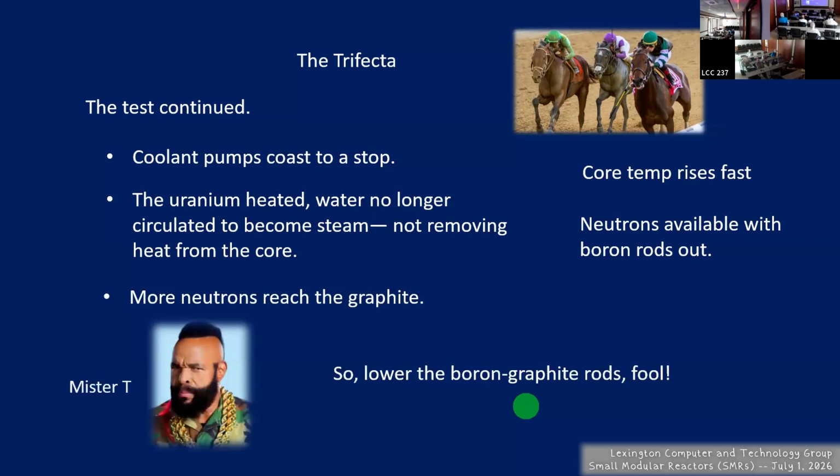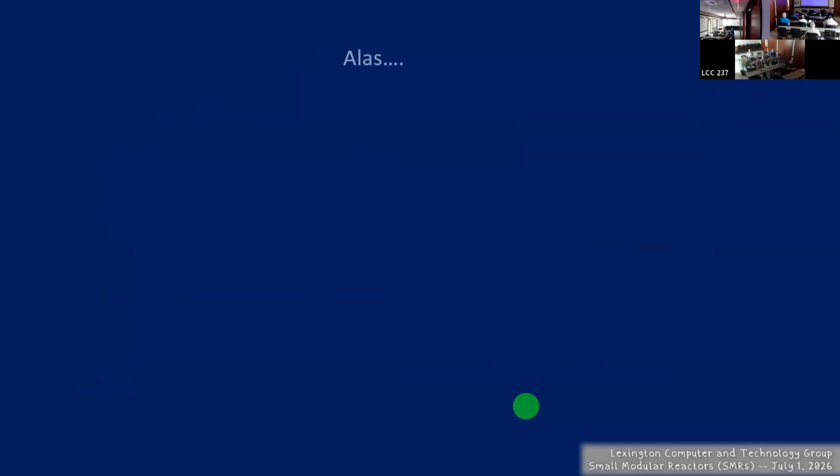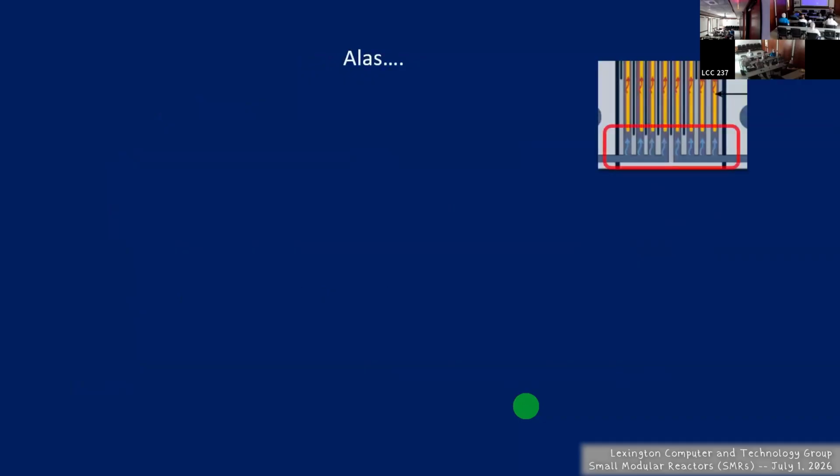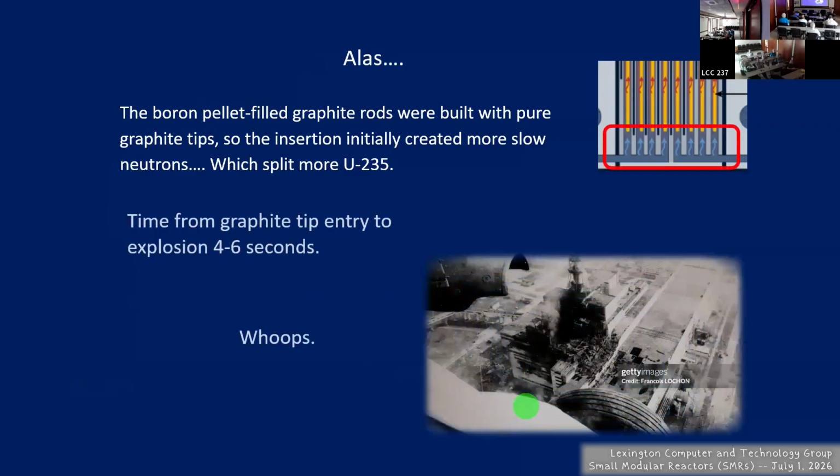So what do you do now? Lower the boron rods, right? And you'll be all set. But alas, the boron pellet-filled graphite rods were built with pure graphite tips, so the insertion initially created more slow neutrons, which split more U-235. Time from the graphite tip entry to explosion was 4 to 6 seconds.